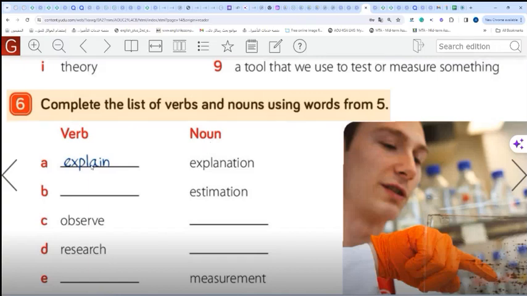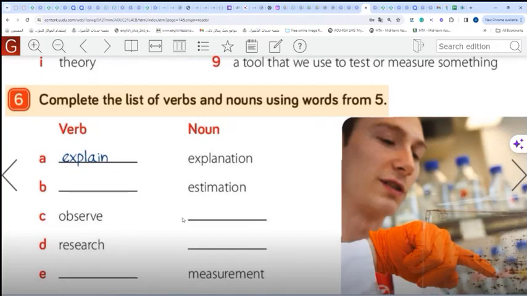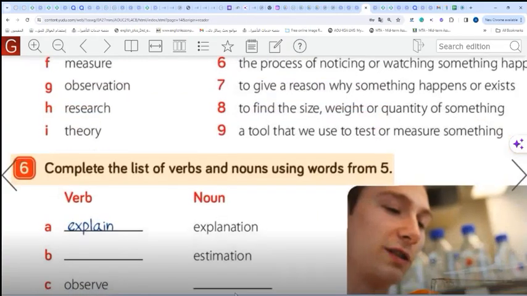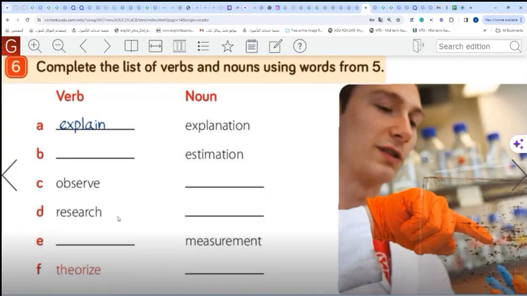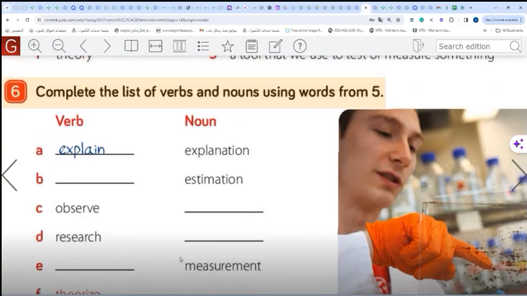Great. So, for example, if we have the noun explanation, what is the verb? Explain. What about the verb of the noun estimation? Estimate, excellent. What about observe? What is the noun of the verb observe? Observation, excellent. We need the noun of the verb research. What is the noun? Research, okay.